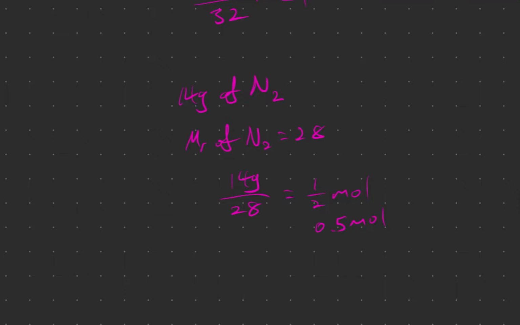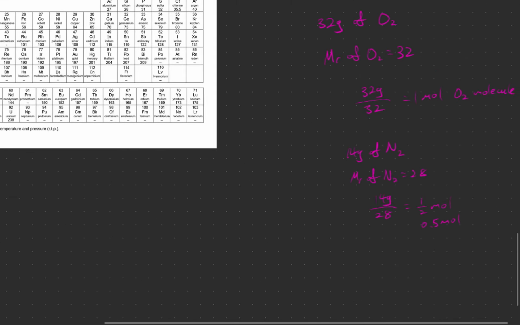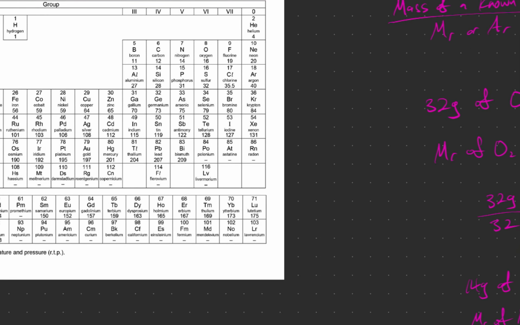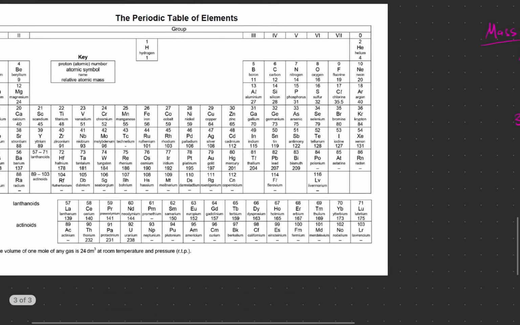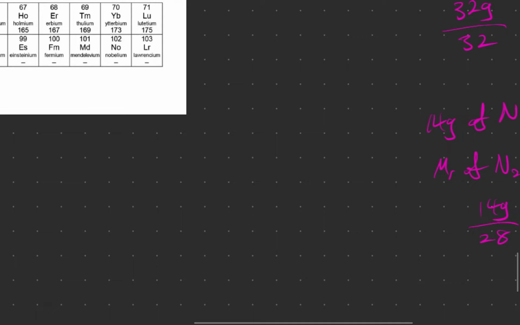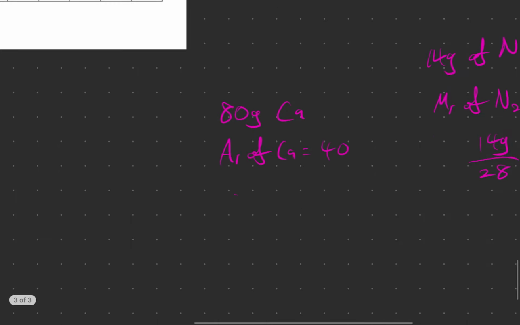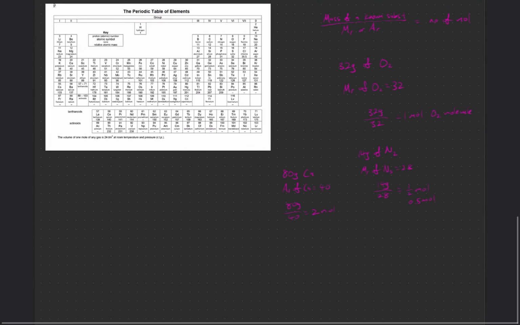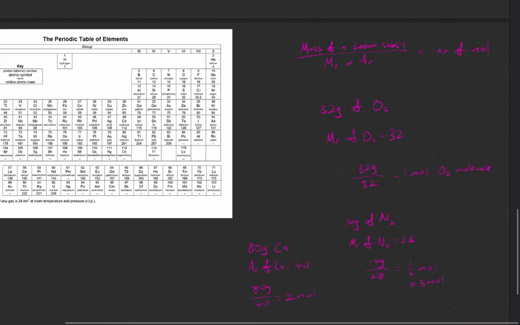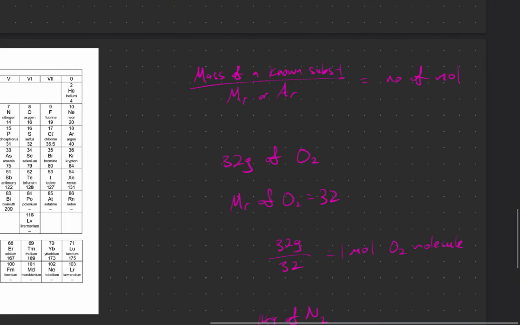Yeah? Alright, so let's do one more. Let's do calcium. Let's say I have 80 grams of calcium. So the AR of calcium is 40. So 80 grams divided by 40 will give me 2 moles. So now you know, yeah? You can use the mass of the known substance divided by the MR or the AR to find the number of moles.